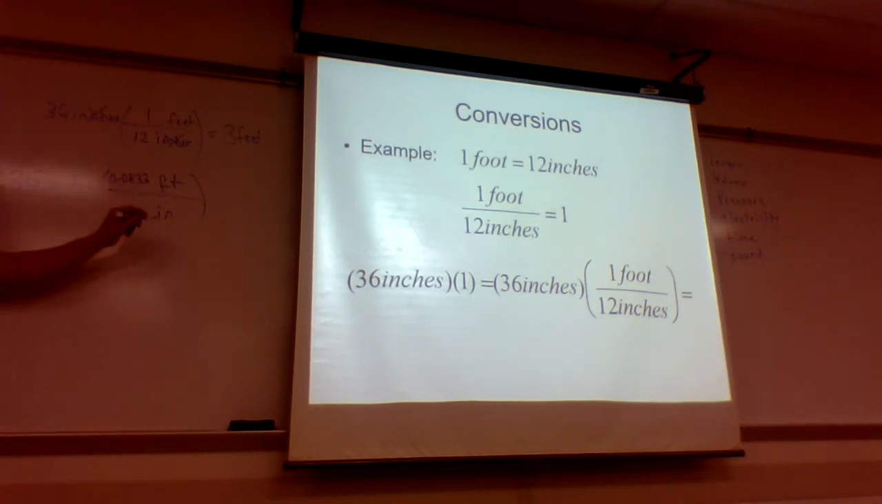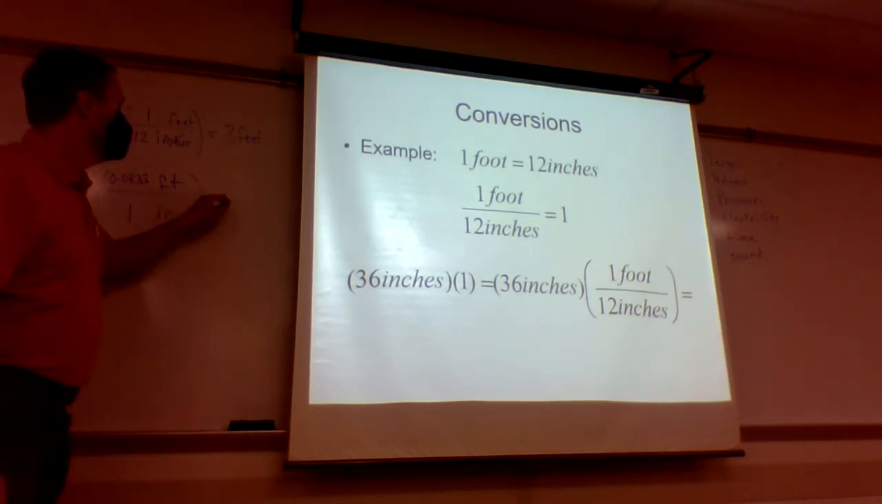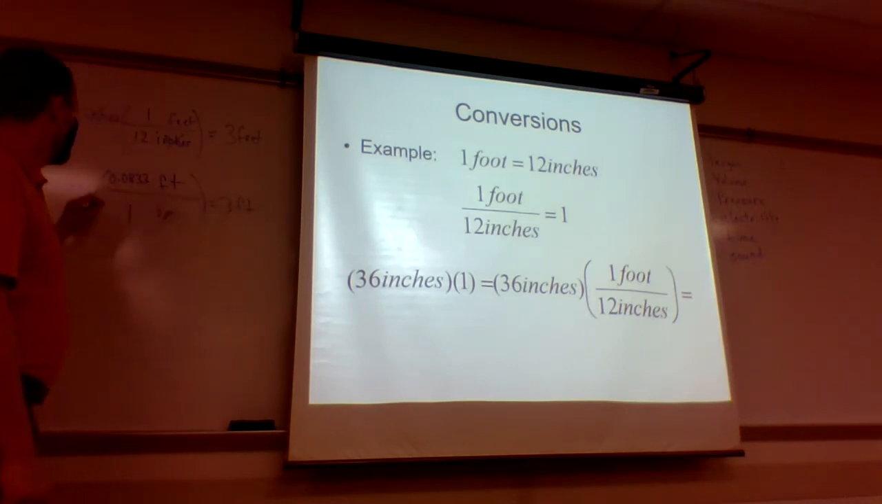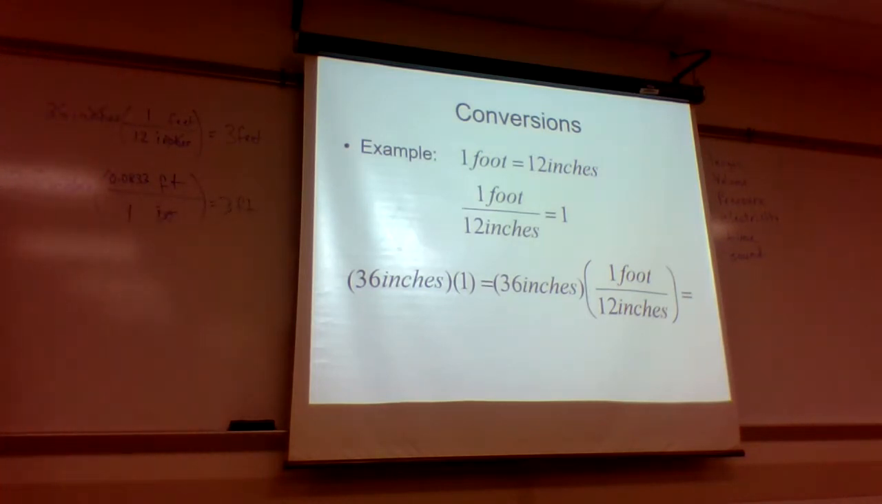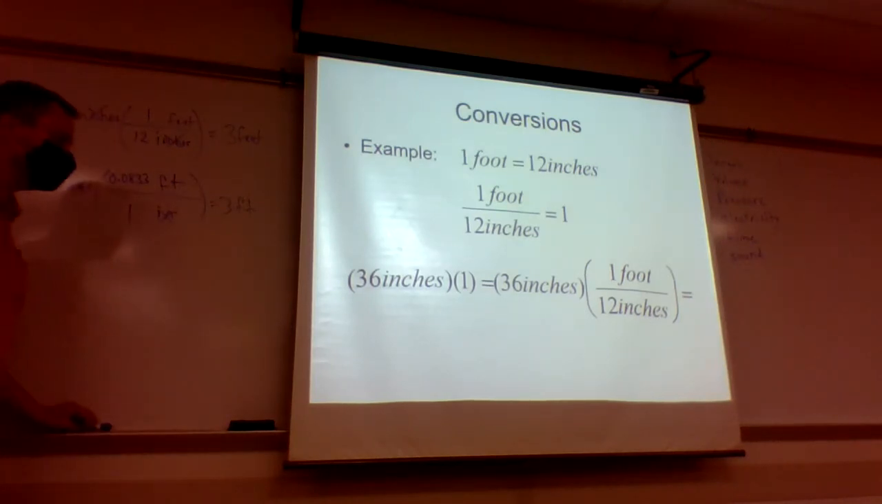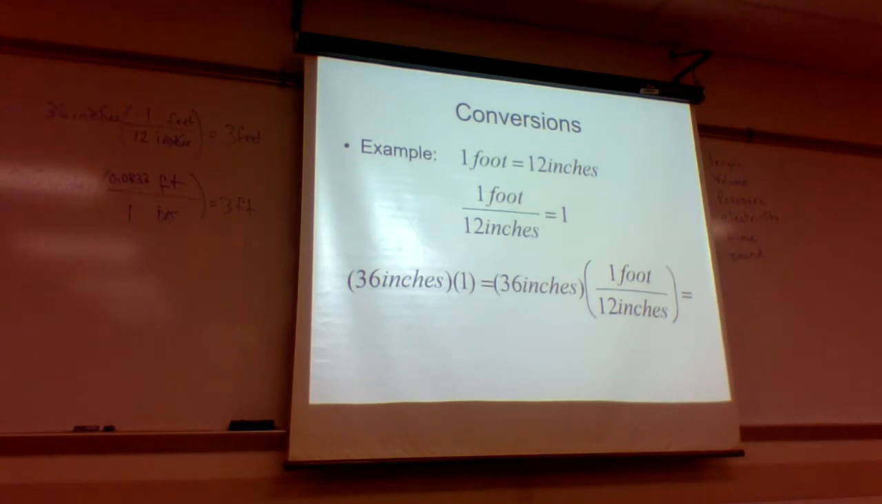And if I multiply this through, I'm still going to get 3. The inches are going to go away. I'm left with feet. You don't have to have 1 in the numerator, like you do here. Just as long as you have the same quantity in the denominator as you do the numerator, it doesn't matter what order you put them in, which one's 1. You don't have to divide by the bigger number always. In this case we do. It just depends on what you're trying to convert.